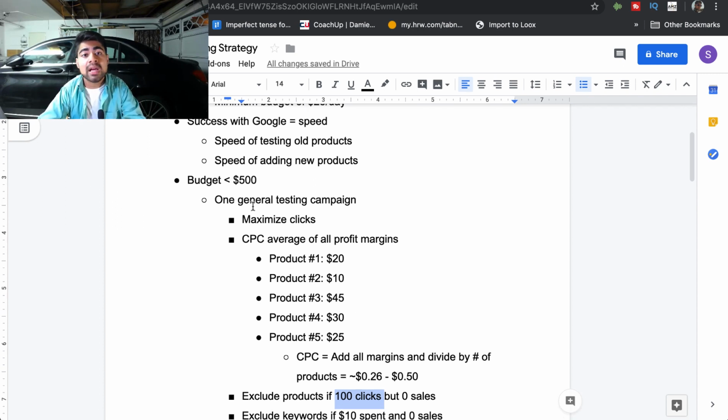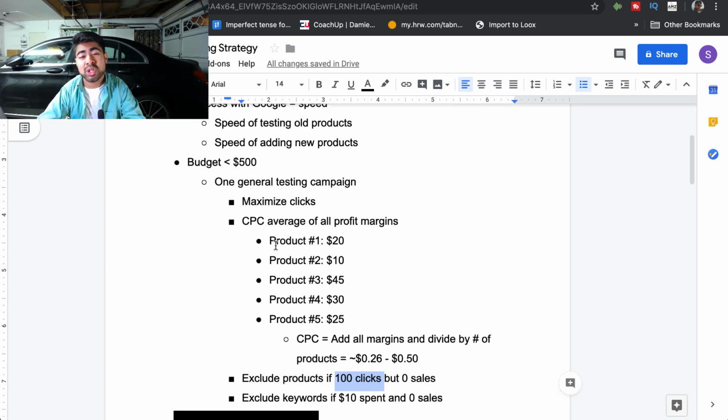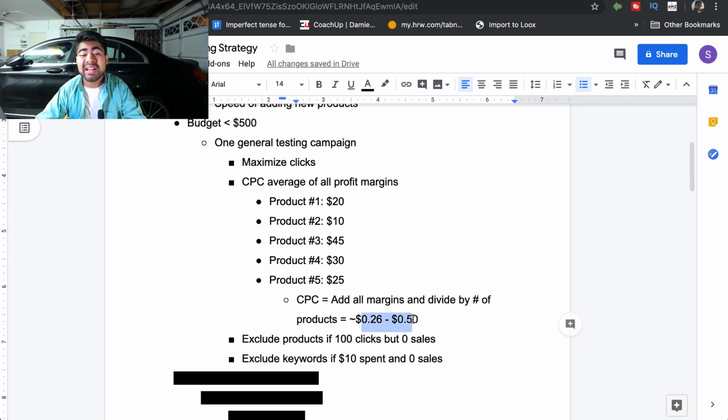One testing campaign running at maximized clicks, with the CPC determined by the average of the profits per product. And if you have a lot of products on your store, this may be hard to do manually. So you may want to just guess the number based on the averages that you have in mind when you were adding the products. But having a range within this will definitely make sure that you get at least some profits or you break even, or maybe even take a slight loss when testing these products.